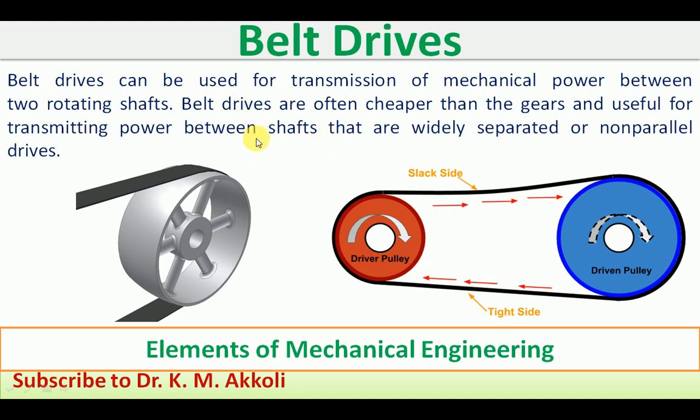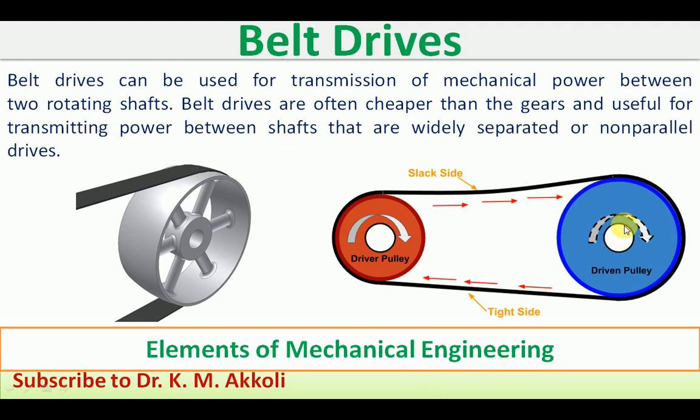Belt drive can be used for transmission of mechanical power between two rotating shafts. Belt drives are often cheaper than gears and useful for power transmission between shafts that are widely separated or non-parallel. Here the center distance is large, so we use the belt drive instead of the gear drive. We cannot use the gear drive if the center distance is more. Then we use the belt drive for the power transmission.